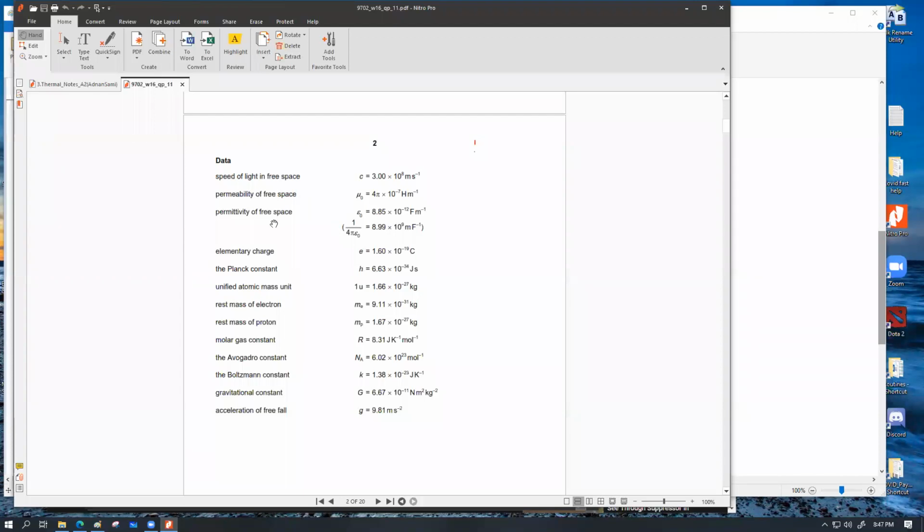You have permeability of free space, permittivity of free space, elementary charge, Planck constant. You will need the electron mass later, and it's needed for the momentum sum as well. And here it is: molar gas constant is 8.31 joule per Kelvin per mole.